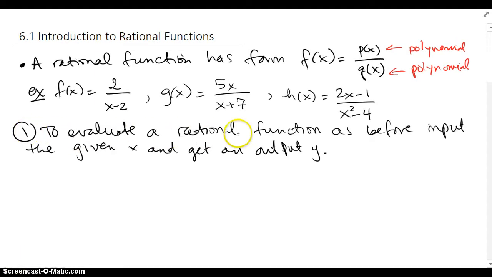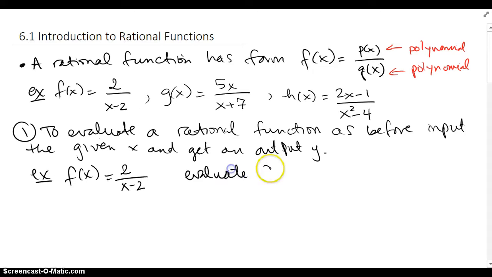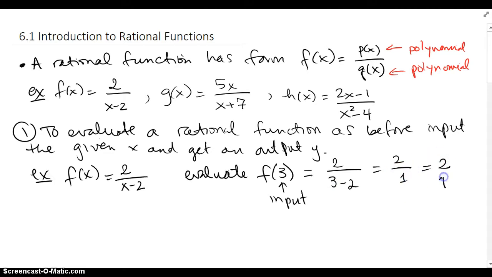First task is to evaluate a rational function. As before, we input the given x, or whatever you want to call the variable, and we get an output of y. For example, if I take the above function f of x equals 2 over x minus 2, and I say evaluate f of 3, that means here's the input. I'm going to take the 3 and put it in all the x's, and the output is going to be 2 over 3 minus 2, which is 2 over 1, which is 2. That's my output, or my y value.